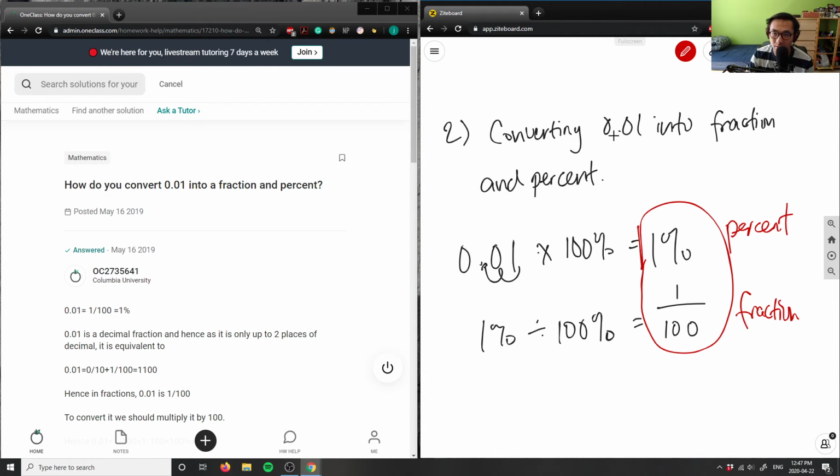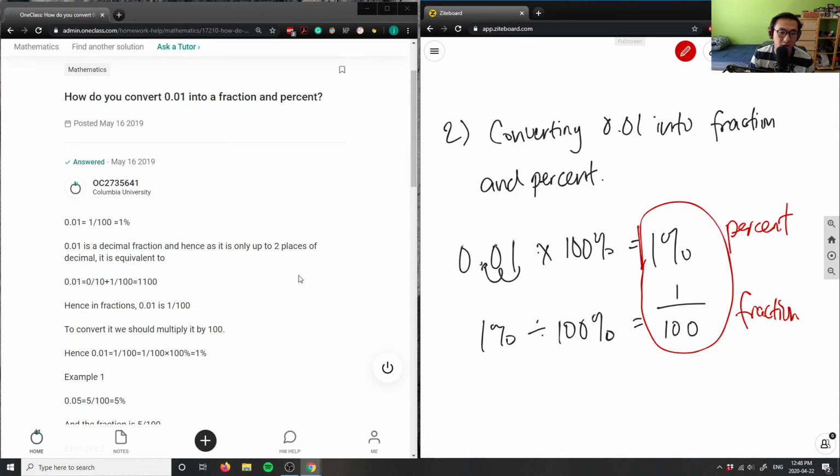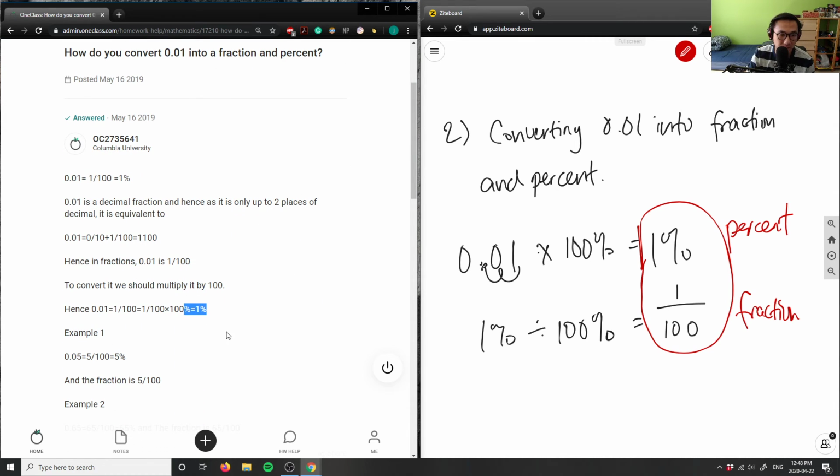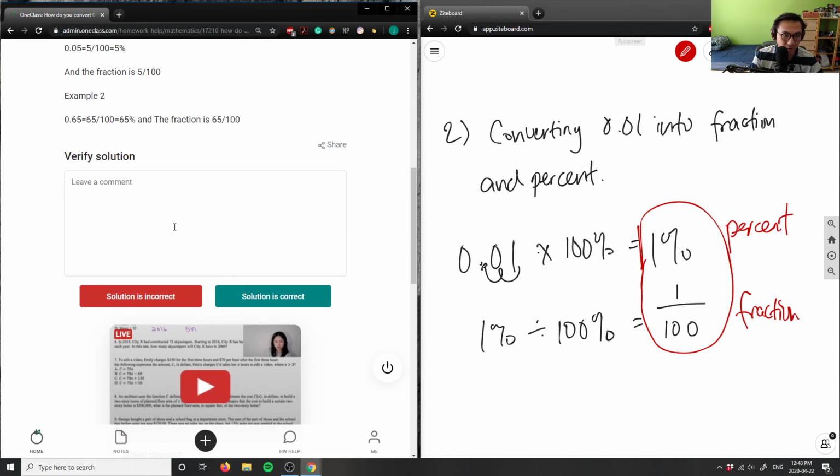Because it's in the 100th place here, so it's 1 divided by 100. So this is my fraction. So I have 1% here, which is good, and 1 over 100, which is awesome as well. So this here is my correct solution and analysis here. So I say the solution is correct.